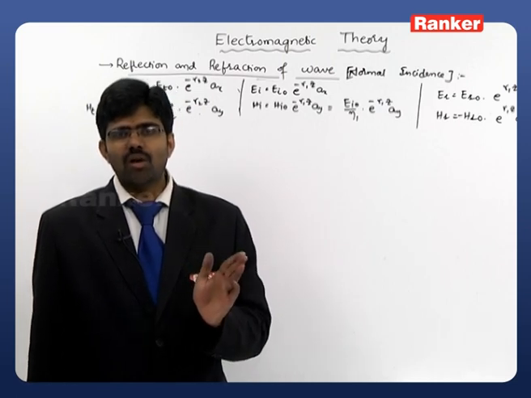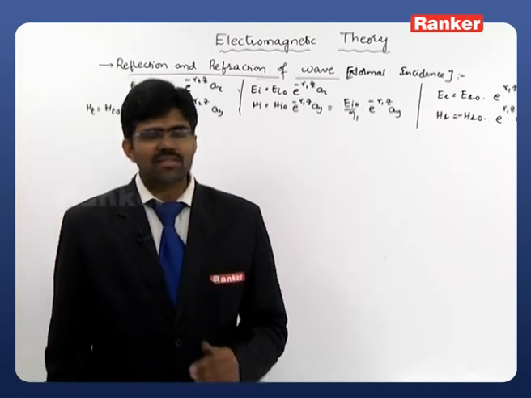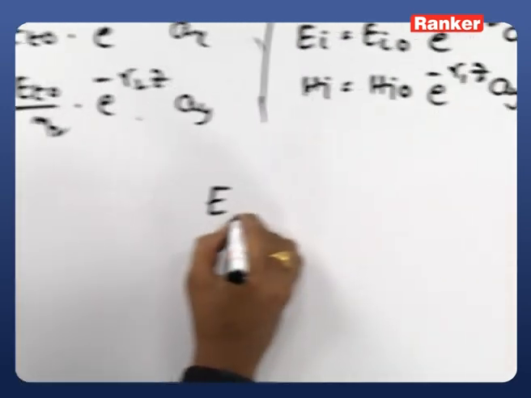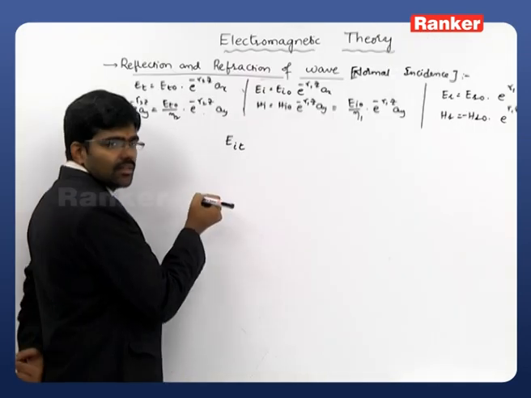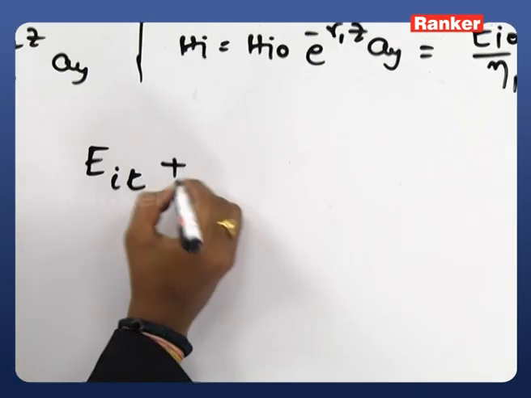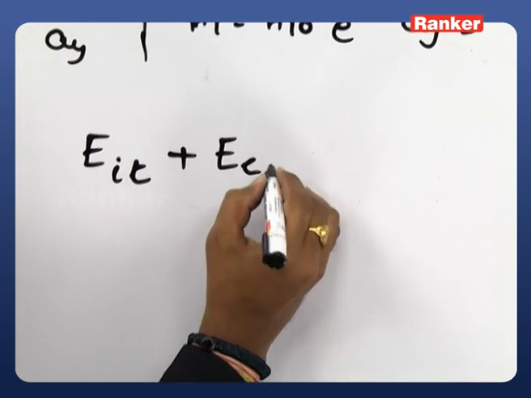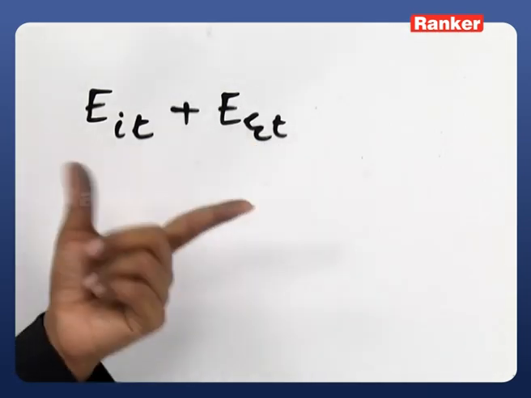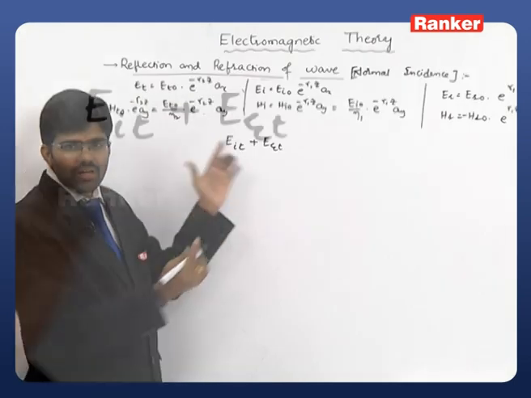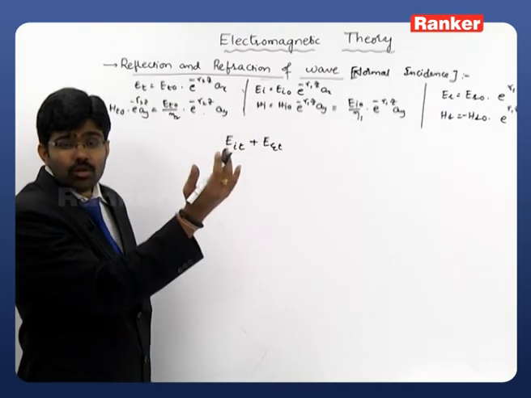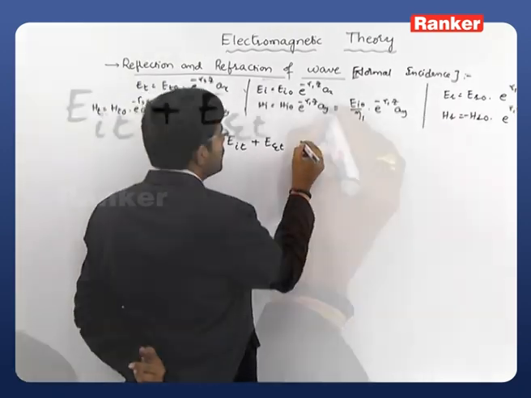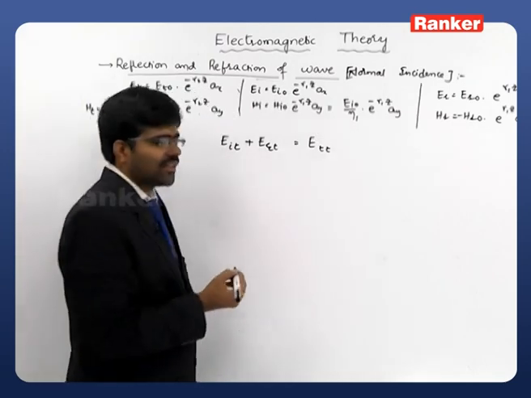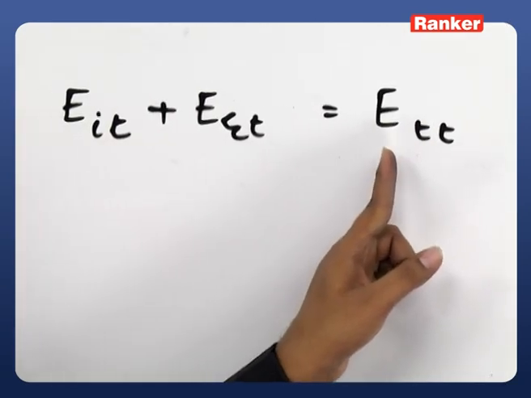Since the tangential components are the same, for our understanding I am writing the notation here. In medium 1, the tangential components are EIT, the incident wave tangential component, plus the reflected wave tangential component ERT, right? This is the total tangential component we have in medium 1, which must be equal to, as per our boundary condition, the tangential component in medium 2, which is ETT. ETT is nothing but the tangential component of the transmitted wave.